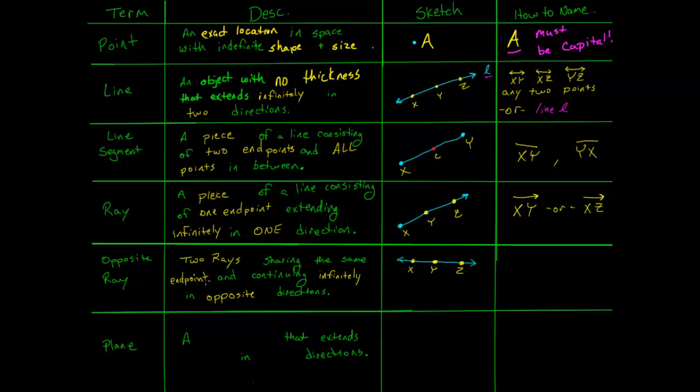If we're going to share the same endpoint and be able to name it, if there was another point out here, it could be an X or a Y. But using this, we would name it using an endpoint Y, and we have YX. That's one ray that's continuing in this direction. YX is going in this direction, and YZ is going the opposite direction. It's going that direction.